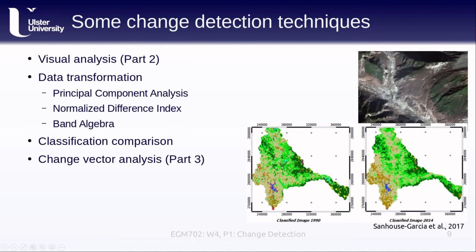In part 3, we will talk about a technique called change vector analysis. This is something that can help us identify spectral changes based on the magnitude and the direction of the differences, and again, we'll cover this more in part 3.